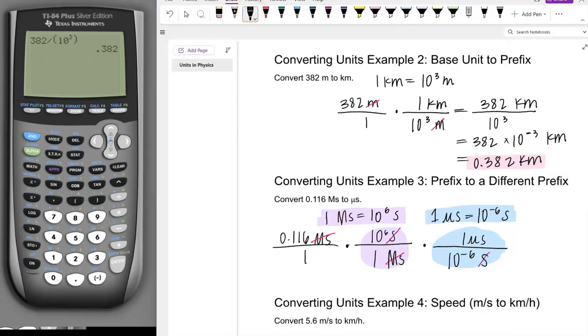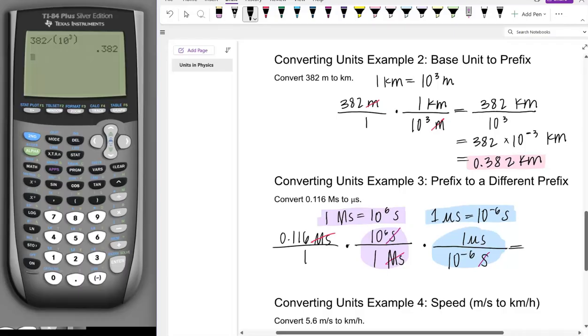So now our last fraction has the microseconds on it. Whatever you're trying to end up in should be on the top in your last fraction. So if you're converting to microseconds, your last fraction should have microseconds on top. Okay.